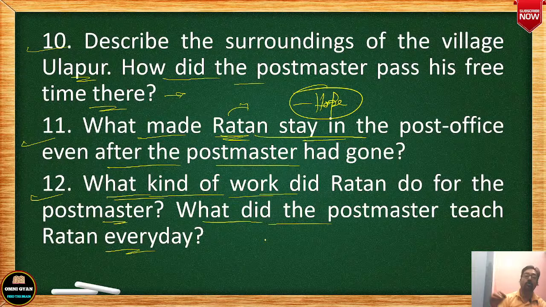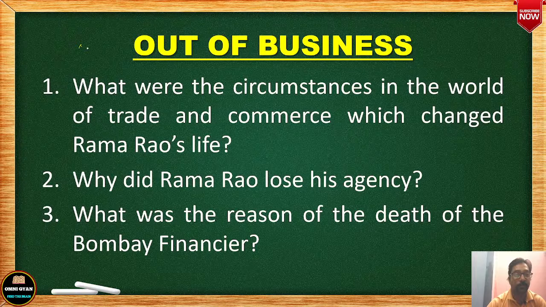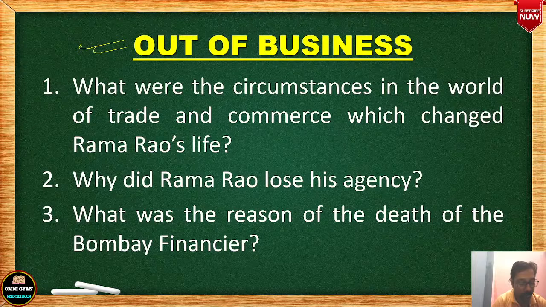Then we come to the next story, which is Out of Business, a very important story. Sir, you should teach social. Yes, I'll start social also, don't worry. Let me finish up with all the important English explanations first. Class 10 is finished. Only class 11 and 12 are left. Yes, I understood your question. Yes, important questions for 2024.